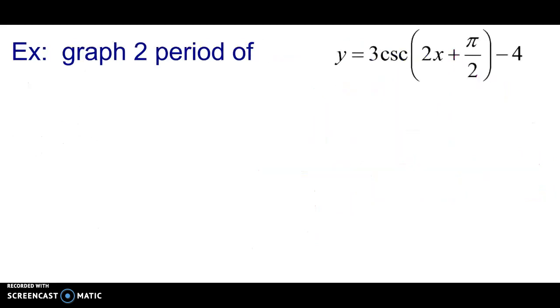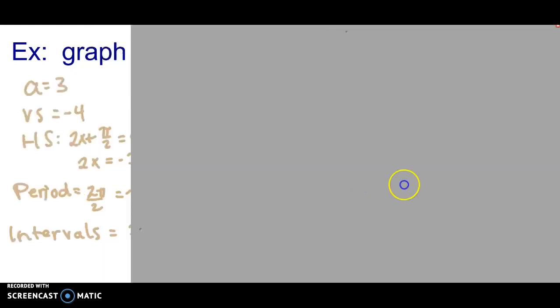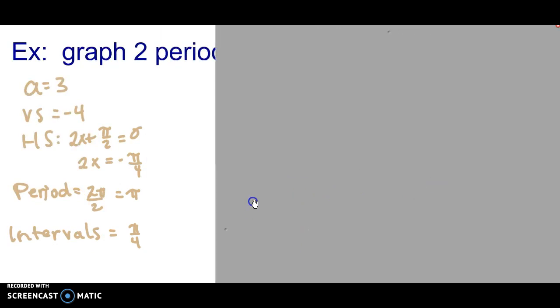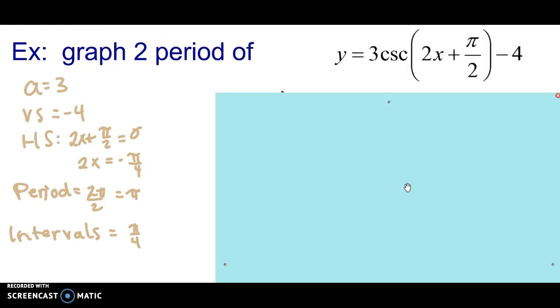Okay, let's have you guys try this one on your own. Go ahead and put me on pause. All right, so let's change the color. I figured out that A was 3, vertical shift is -4, horizontal shift I start at x equals negative pi over 4. Period is pi, and the intervals are pi over 4.